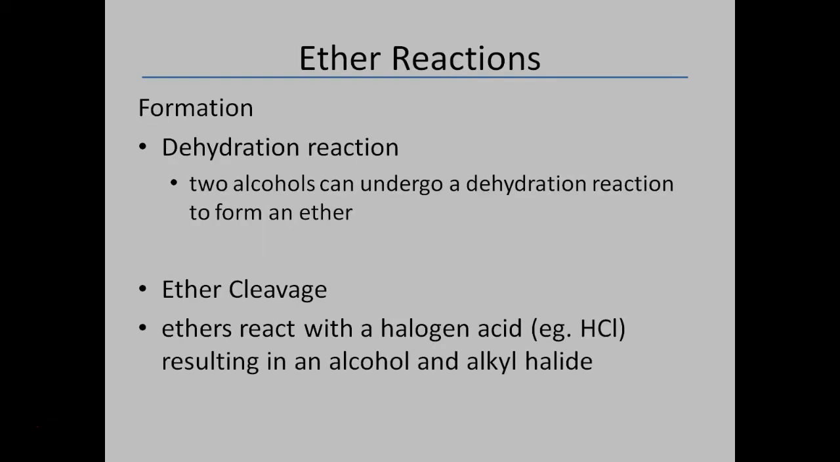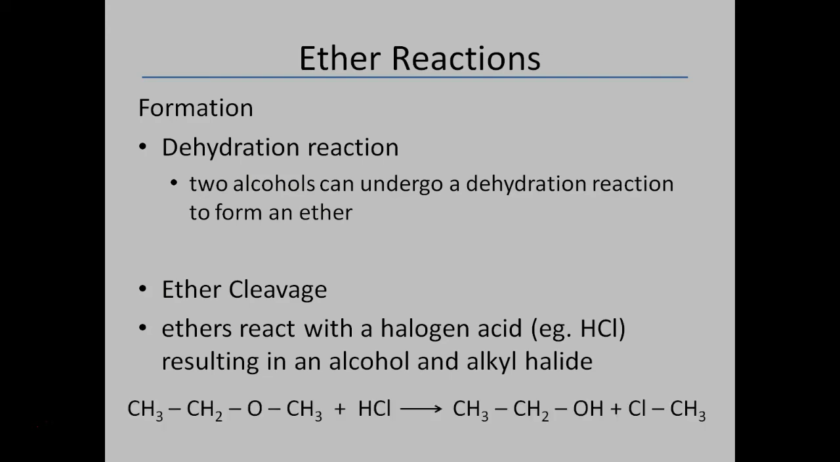Now, the reactions that form our ethers, as we said, was a dehydration reaction between two alcohols. And then we can break up an ether by having it react with a halogen acid. So hydrochloric acid, hydrobromic, hydroiodic, and it will give me an alcohol and an acyl halide. So we can see that here.